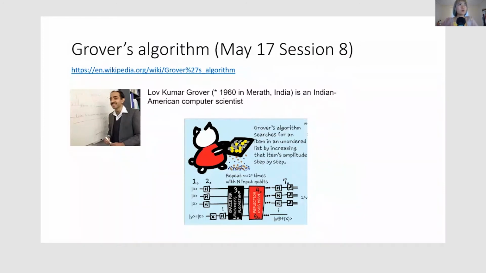It is also one of the most famous algorithms, invented by the Indian-American computer scientist Grover. We did spend session 8 discussing the topic and concept, but we will do a revision today. If you want to see the previous one, go to the May 17th session.